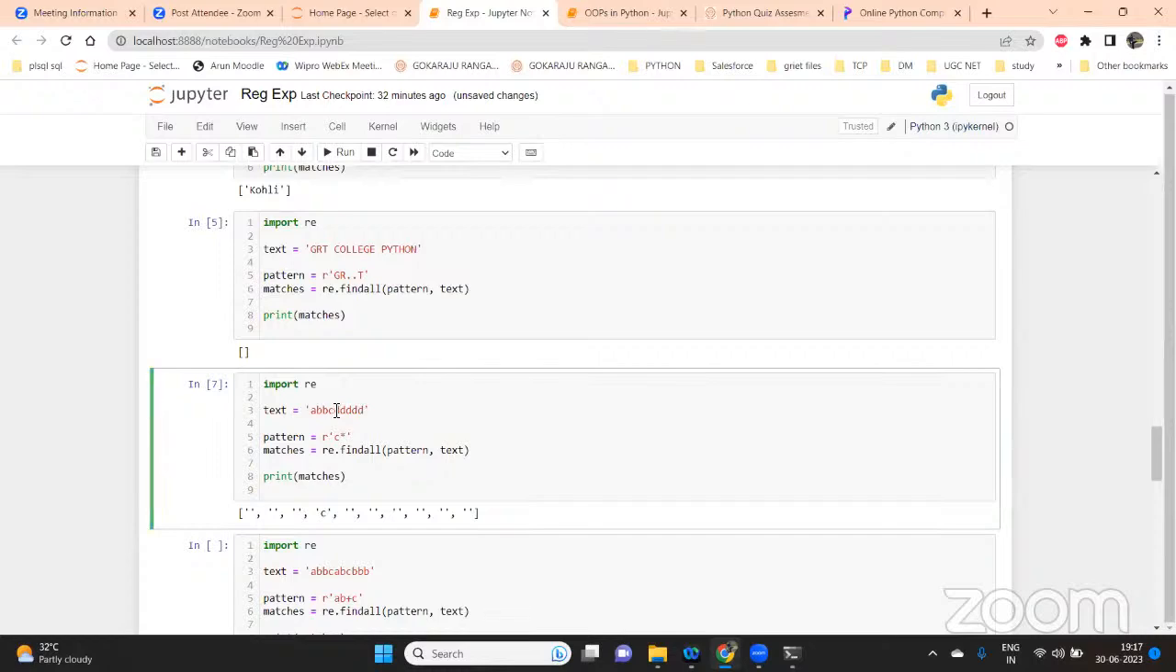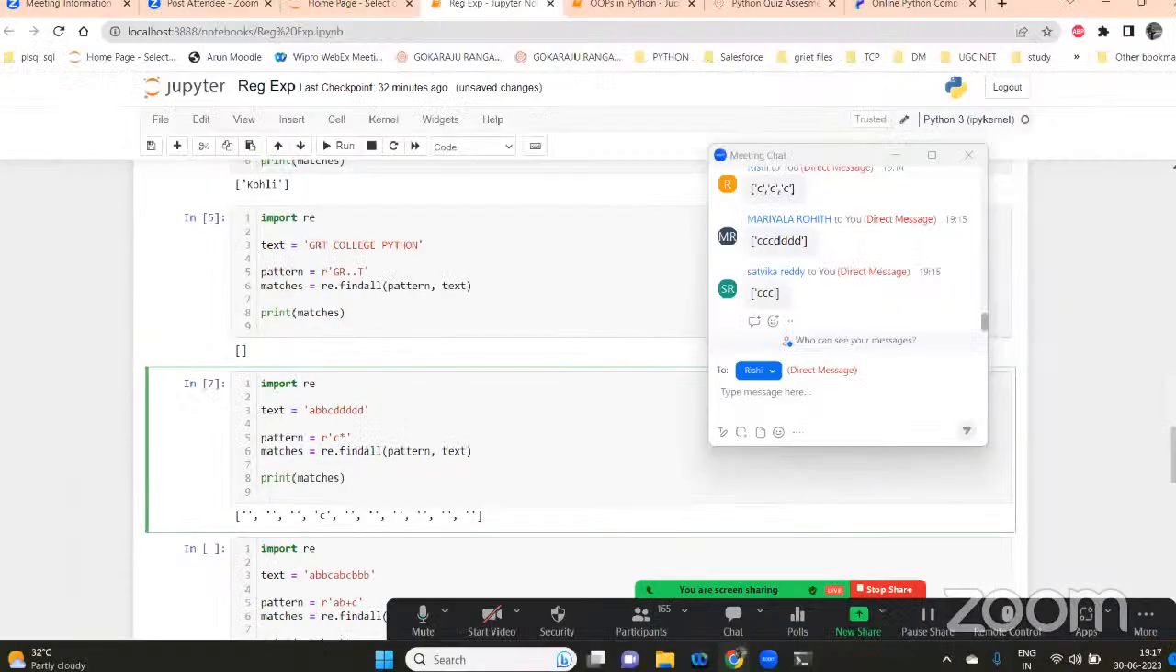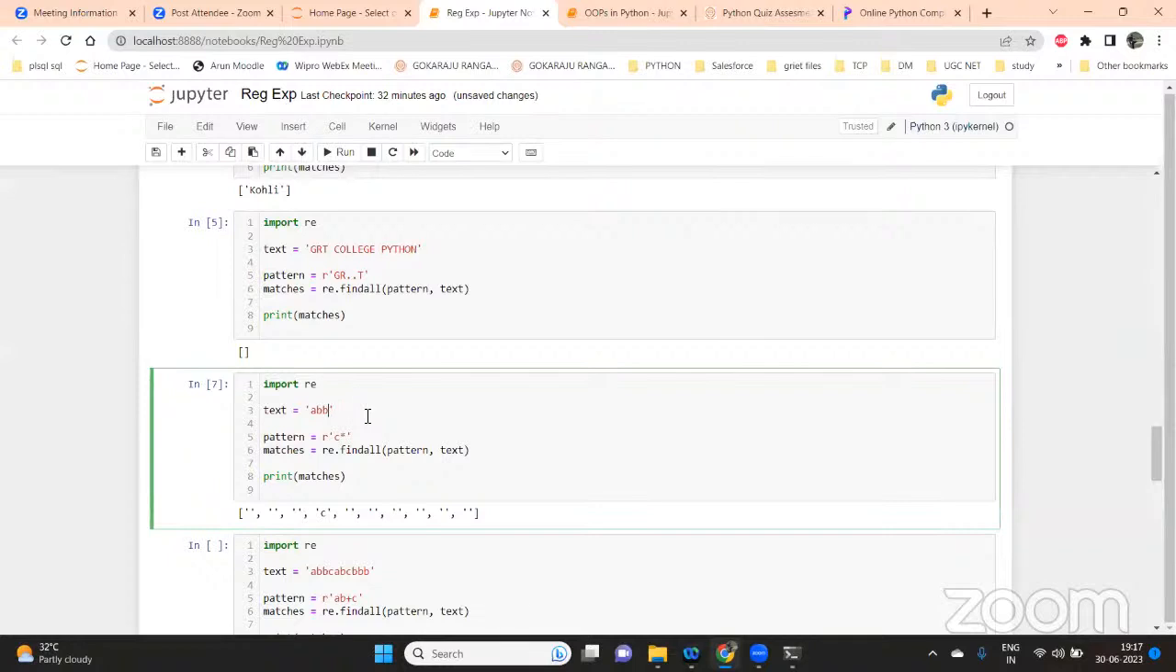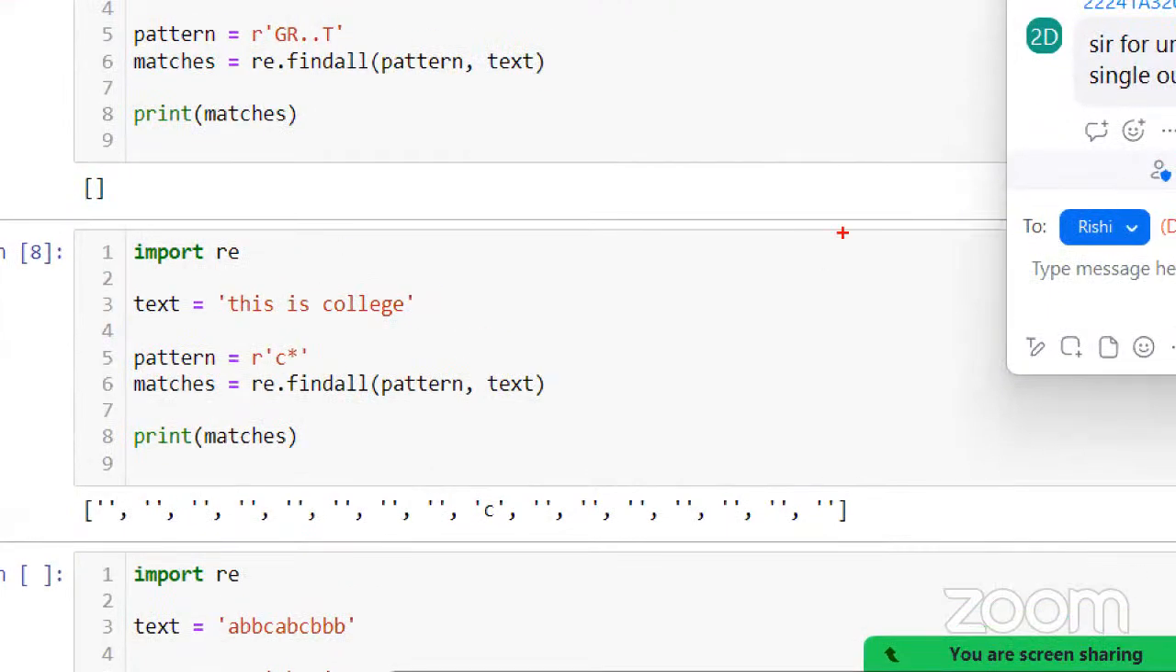Correct, now it is working. Why? Because you can check with any string or character sentence. This is college. Yes sir, for unmatched, does it return a single output each time? Yeah, that's the problem. So to avoid that, we have the group function.